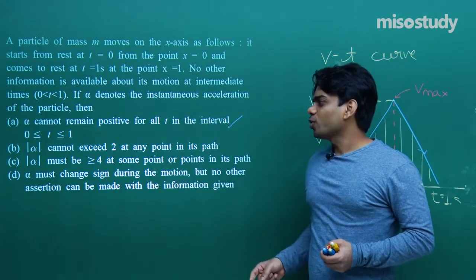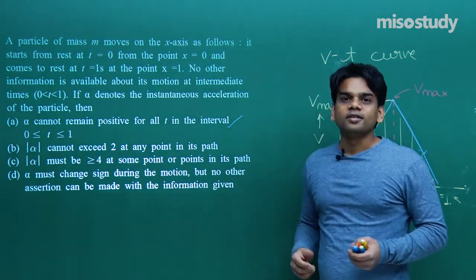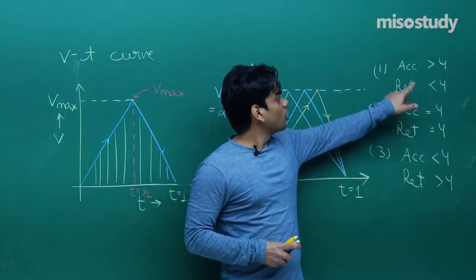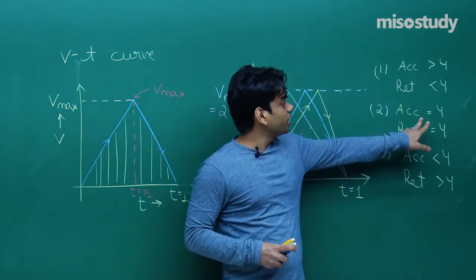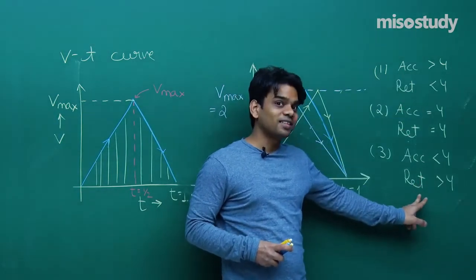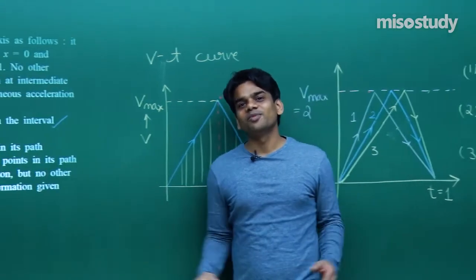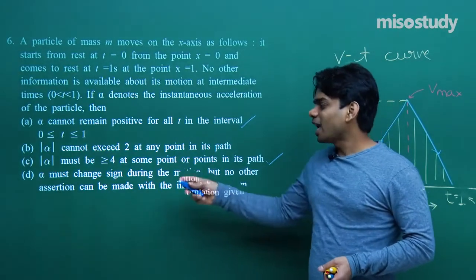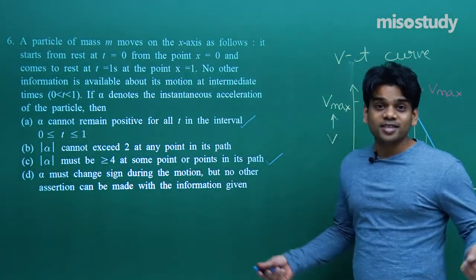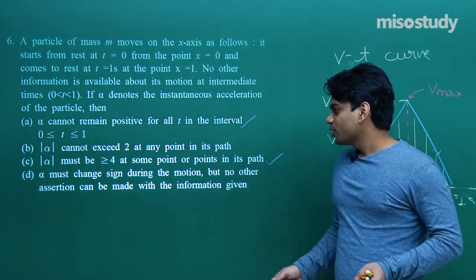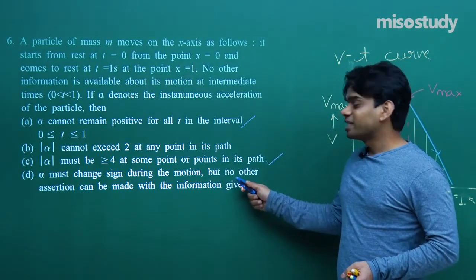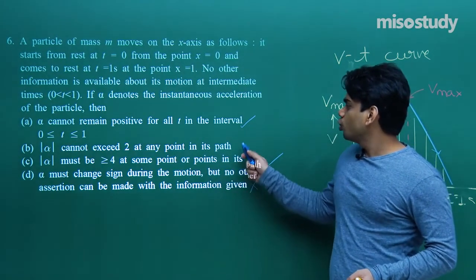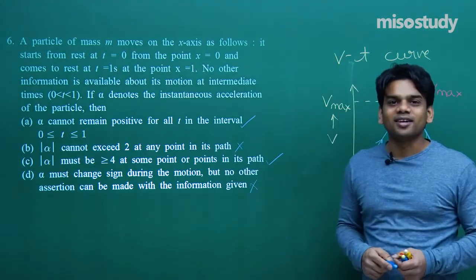Option C: modulus alpha must be greater than or equal to 4 at some point or points in its path. Yes, it's more than 4. Here we have modulus alpha more than 4, here we have equal to 4, and here modulus of alpha, that is retardation, is also greater than 4 because its magnitude is greater than 4. So option C is also true. D: alpha must change sign during the motion. Yes, it's changing sign, but no other assertion can be made with the information given. Since the second statement of option D is incorrect, I am marking this as incorrect. Option A is true, B is incorrect, C is true, and D is incorrect.